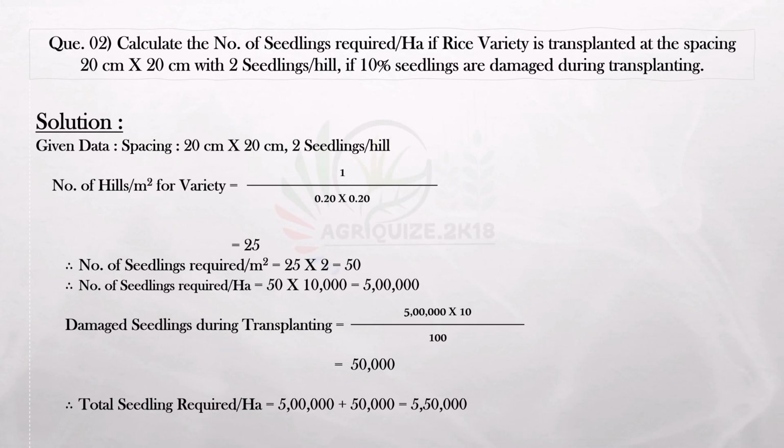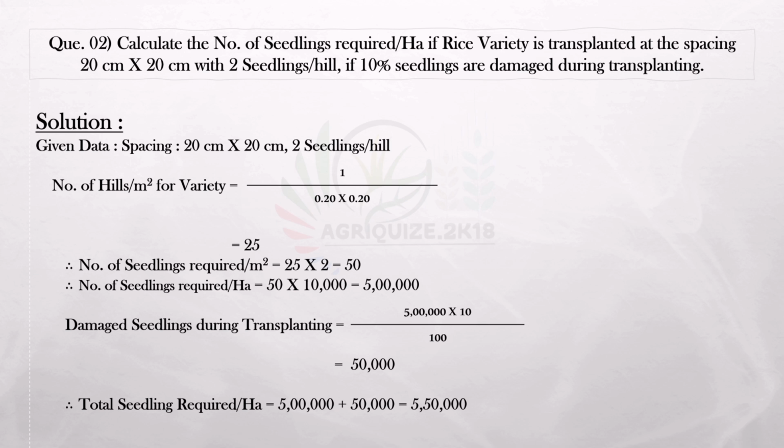Question number second. Calculate the number of seedlings required per hectare, if a rice variety is transplanted at the spacing of 20 centimeters by 20 centimeters, with 2 seedlings per hill. Also, it is given that 10% seedlings are damaged during the process of transplanting. So, here given spacing is 20 centimeters by 20 centimeters. And also, it is said that 2 seedlings per hill.